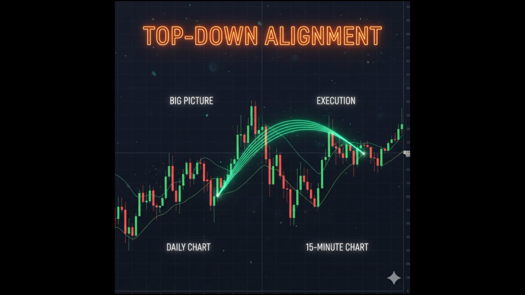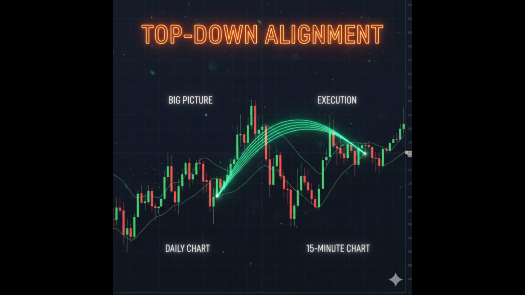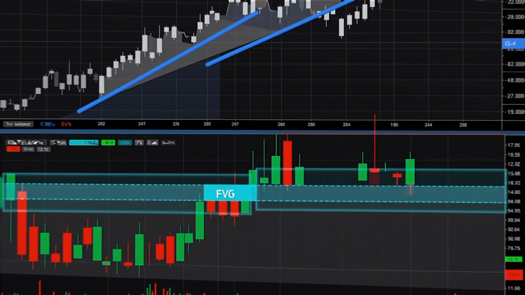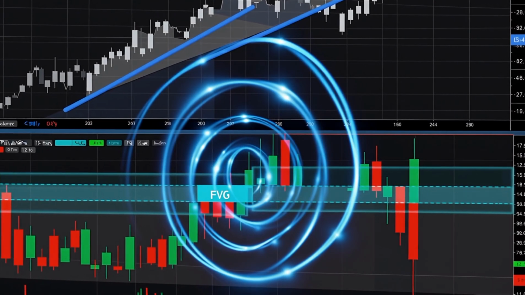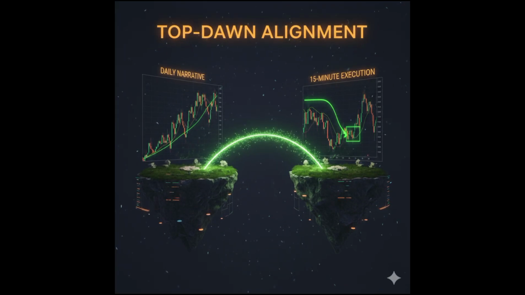The execution. The 15-minute and 5-minute charts. Once you understand the narrative, you zoom into the 15-minute or 5-minute chart. This is your micro perspective. This is where you execute. You don't trade off the 15-minute chart in isolation. You trade the 15-minute in the context of the daily narrative.